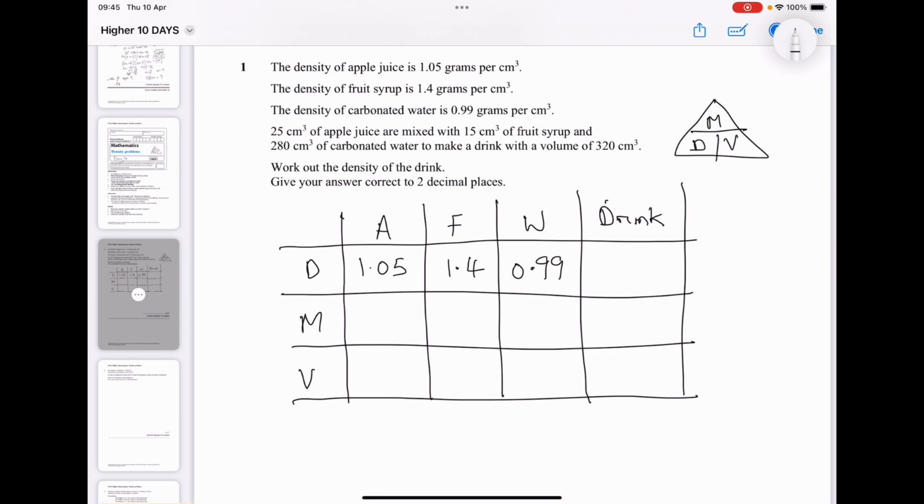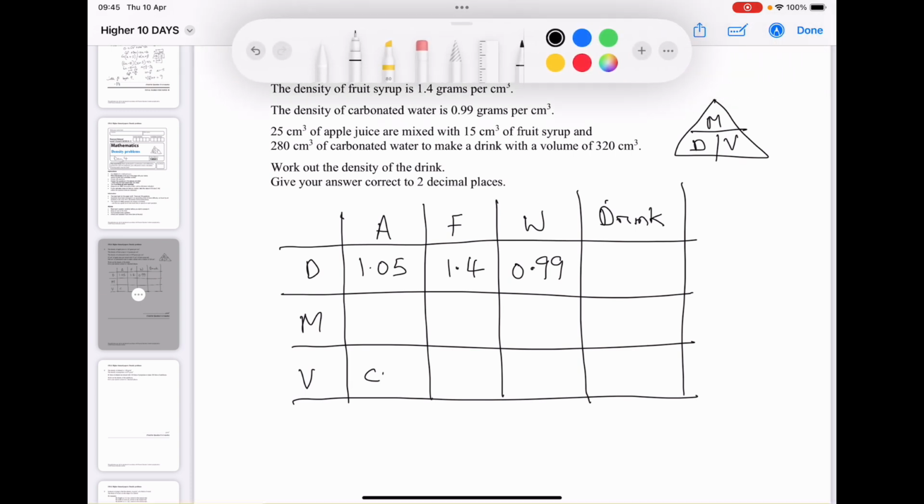What we've got then is 25 centimetres cubed. So centimetres cubed is a volume. Oops, let's rub that out. So we've got 25 centimetres cubed of apple juice. We've got 15 centimetres cubed of fruit syrup and 280 centimetres cubed of carbonated water. And if we add those together, they've told us that the drink is 320, which is great. So all we've got to do is work out the density of the drink.